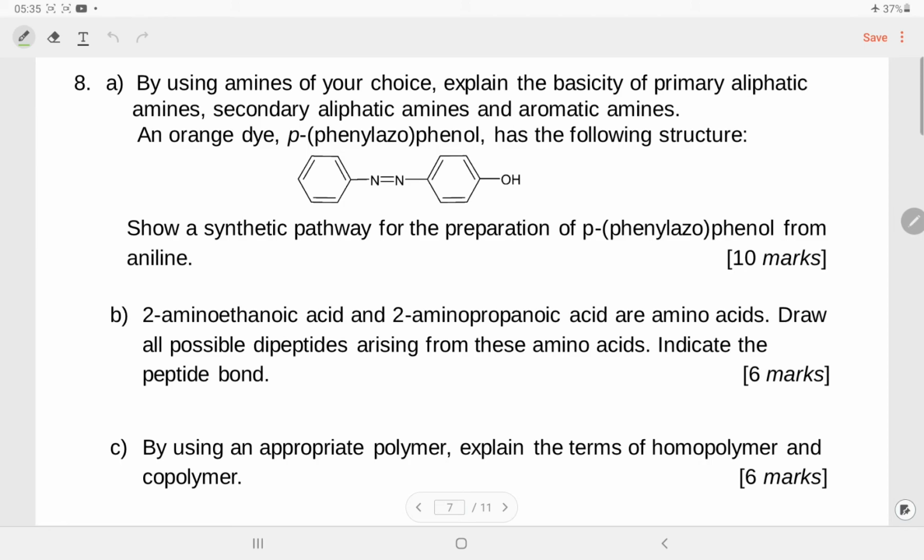Next we go for question number 8. Using an amine of your choice, explain the basicity of primary aliphatic and secondary aliphatic, as well as aromatic amine. So you have the first task, and the second task is that an orange dye, p-phenylazophenol, has the following structure. Show the synthetic route. So showing the synthetic route is the second task. So for A, you have 2 tasks to be completed.